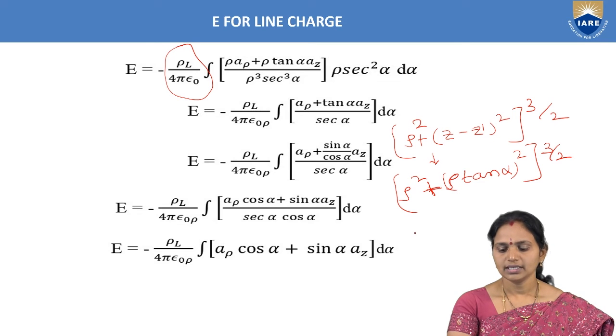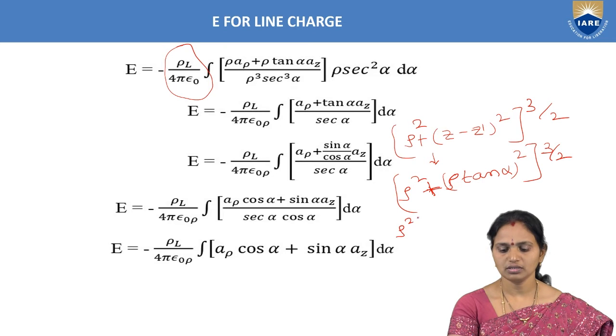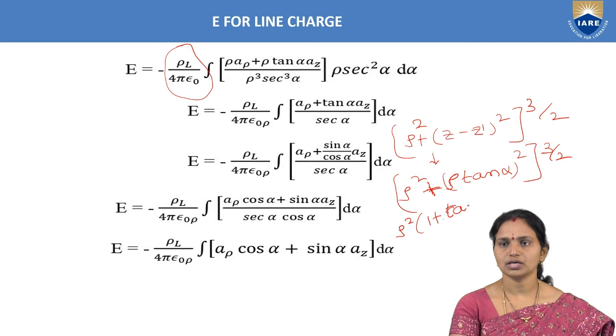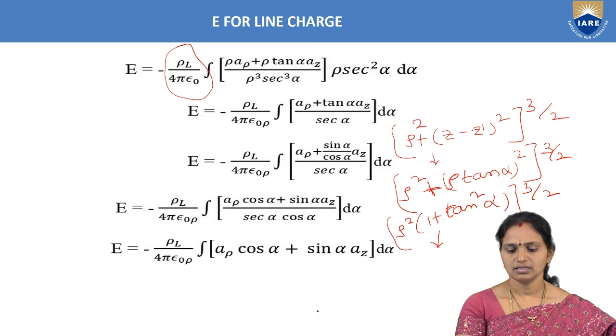So now here, by taking a rho square term, this will be expanded as rho square tan square alpha. By taking this rho square out, this will become 1 plus tan square alpha. For this entire term we have whole to the power of 3 by 2, and we can write 1 plus tan square alpha as secant square alpha, secant square alpha whole to the power of 3 by 2.